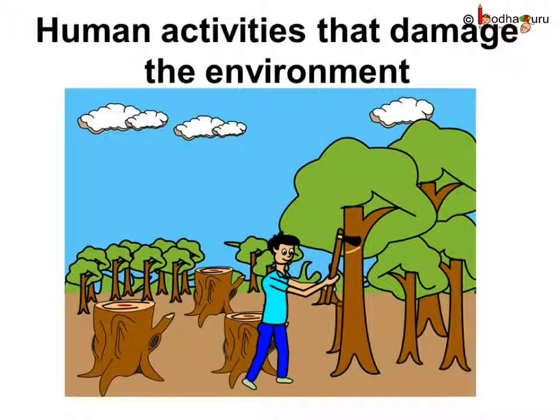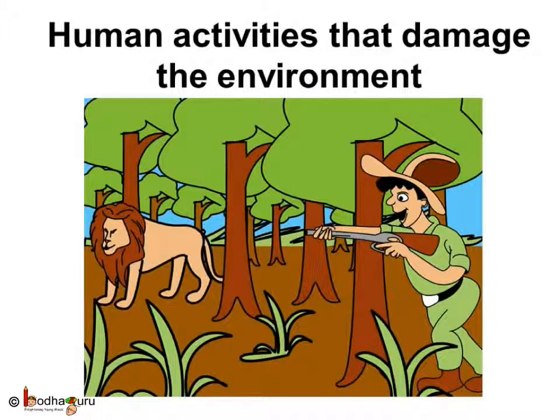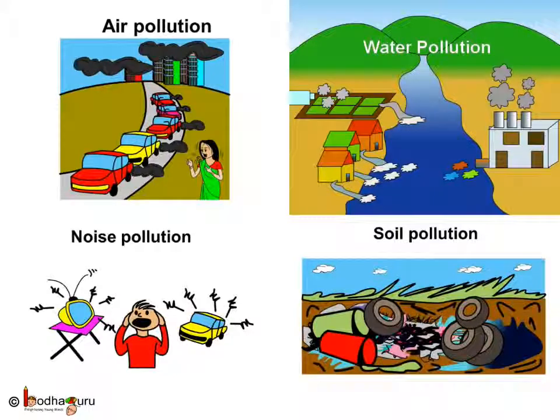Some human activities also damage the environment. Cutting down the trees and clearing the forests for building cities and cultivating crops damage the environment badly. One more human activity which damages the environment badly is hunting and killing of animals and marine life for food, clothing, cosmetics, etc.